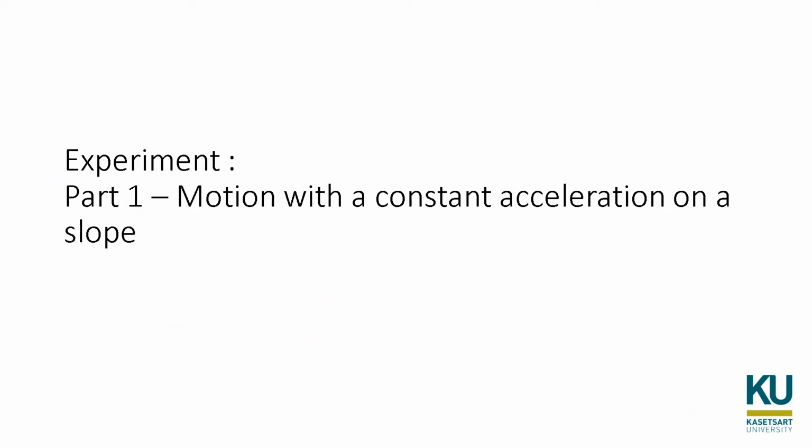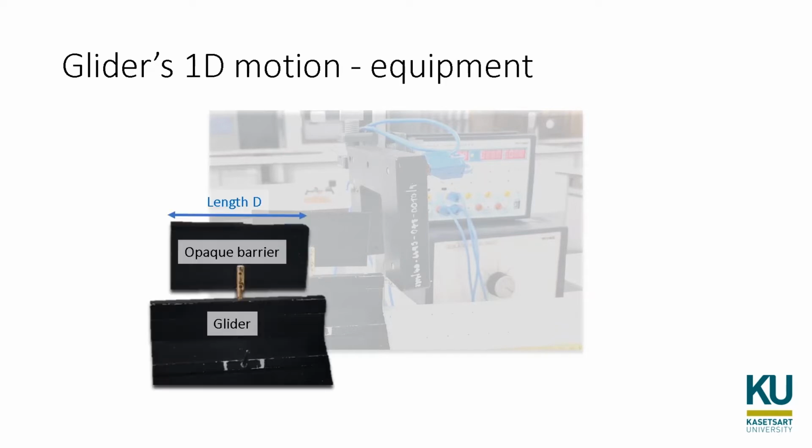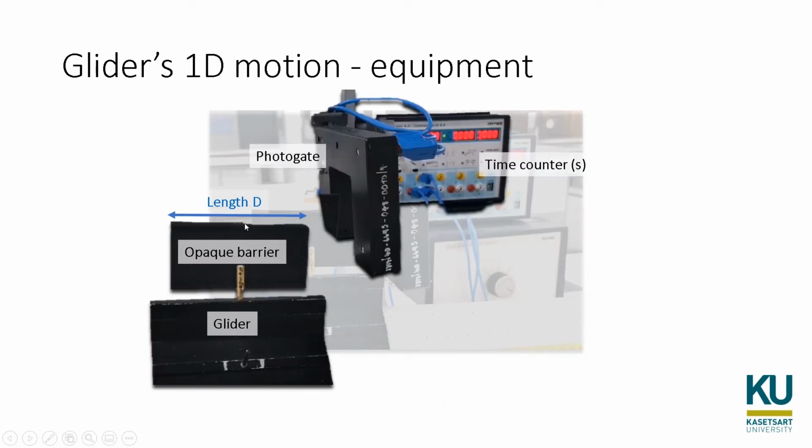So what is in the experiment? I will introduce the equipment, the tools that we are involving. Firstly is the glider with the opaque barriers, with length d. This is what you use to represent the distance that this glider goes through the photogate. The photogate counts the time that this black opaque barrier goes through and blocks the light from the photogate. The time that it has been blocked is recorded by the time counter.